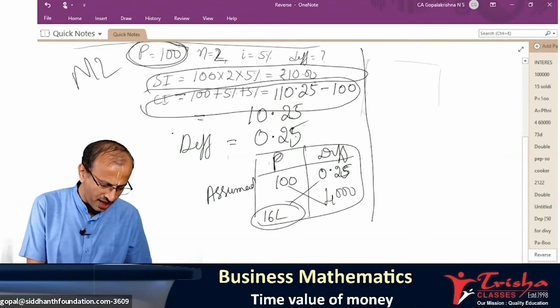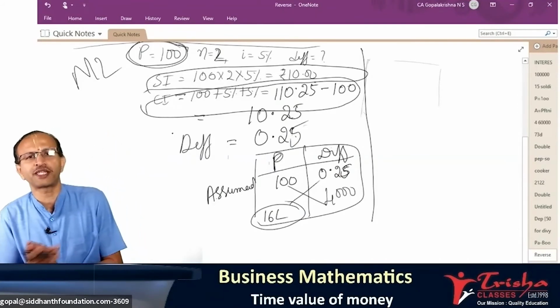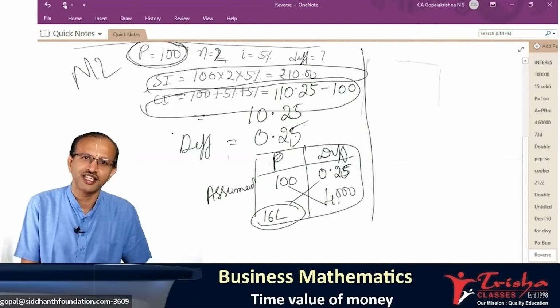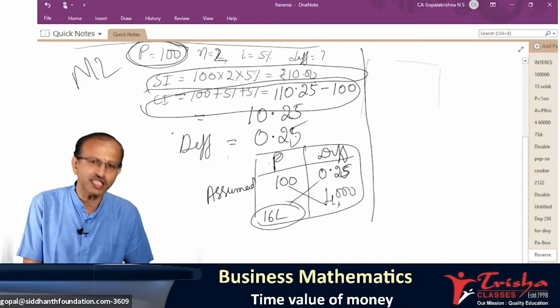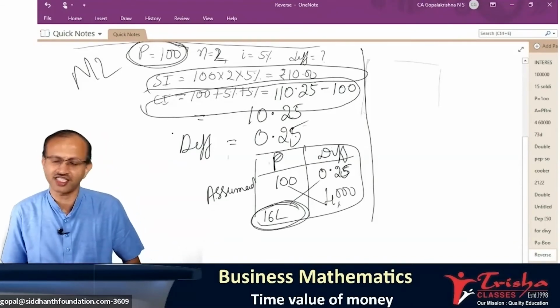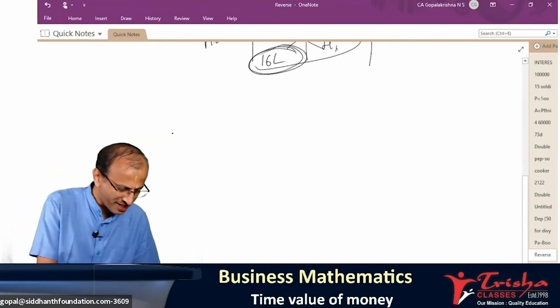Then what I did? Principal and difference. The first line is my assumption. I took 100 and got 25 paise difference. What is the actual difference in the question? 4,000 is the difference. What is the principal? Cross multiply, you get an answer of 16 lakh. That's all. Simple. Shall I go for method 3? One more method.